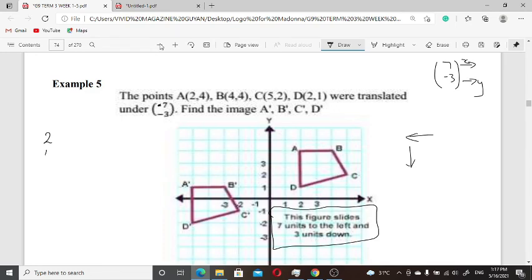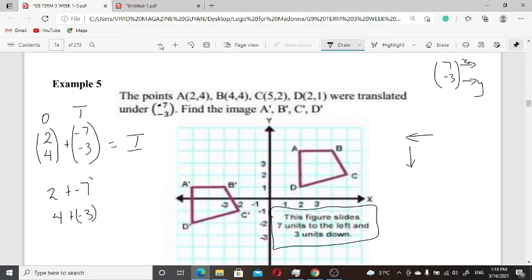So having 2, 4, plus minus 7, minus 3. So I have an object, I have my translation, I'm solving for my image. It's going to mean I have 2 plus a minus 7 and 4 plus a minus 3. I'm putting these in brackets. Now this is equal to 2 minus 7 is going to be minus 5, and 4 take 3 is 1.